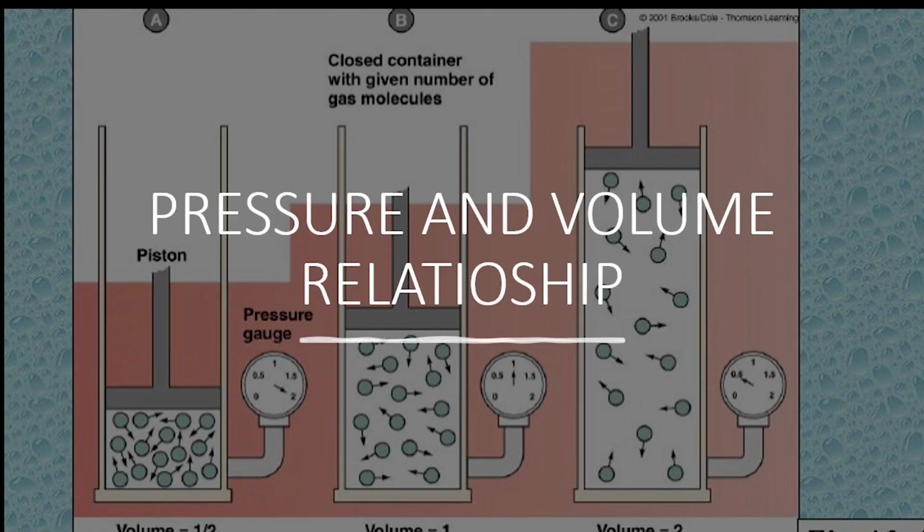So far we found that there are four types of relationships possible with measurable properties. Among these, the first relationship is between pressure and volume. I will show a video. Please watch it and find out what is happening.